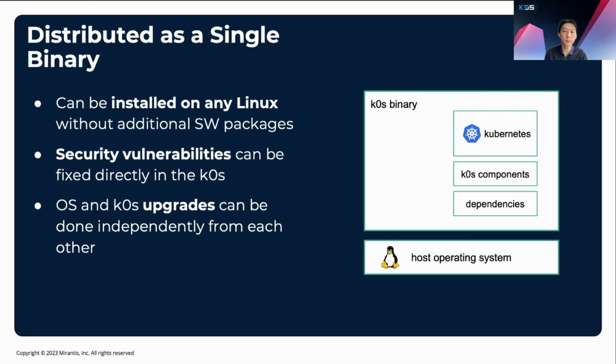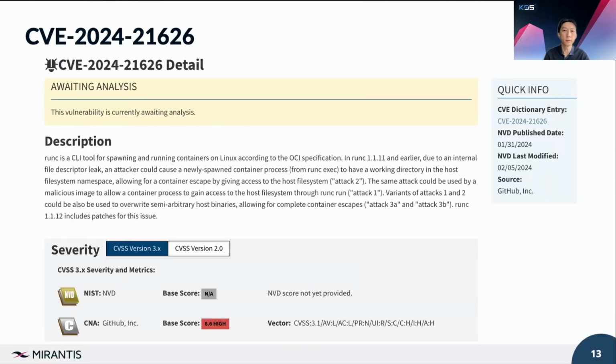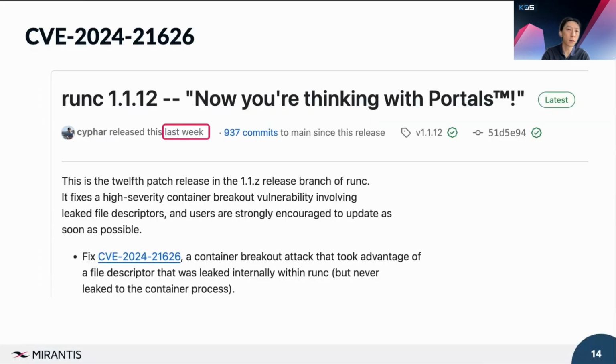And because it's self-contained, it's a lot easier to fix and patch any vulnerability or performance issues. Right? So case in point, last week, a new CVE has been found, CVE-2024-21626, which, I believe, an attacker can use to gain access to the host file system through runC. When it was reported, that was last Wednesday, and subsequently a fix has been released by the runC team to patch that. So that was last week.